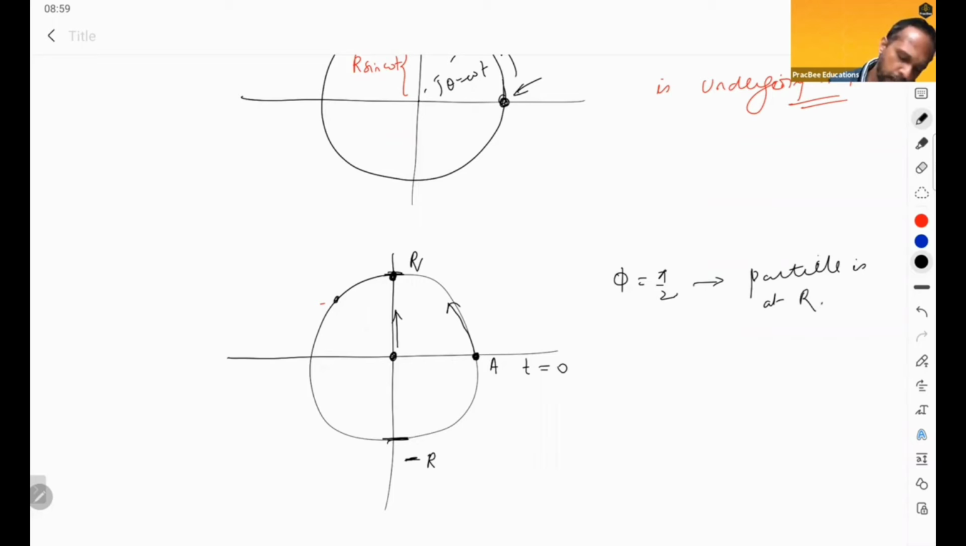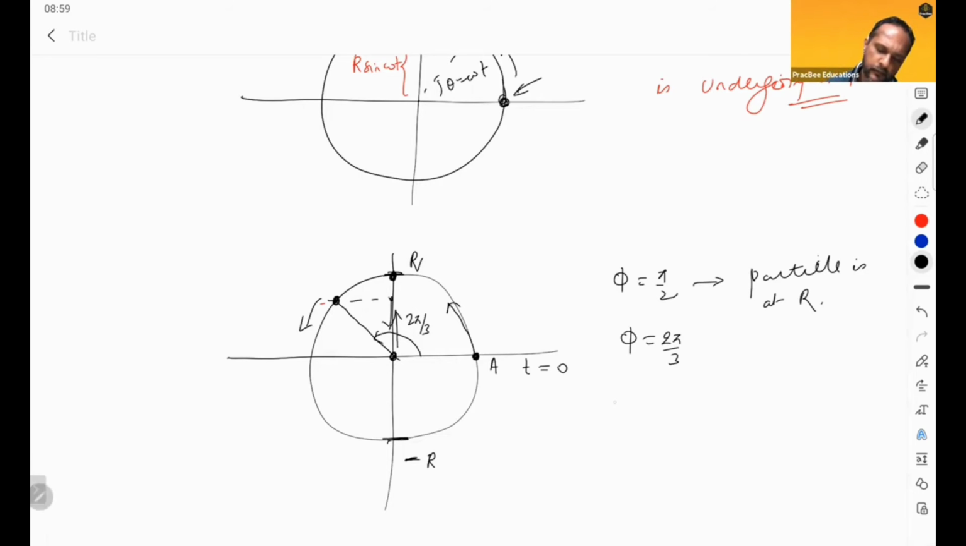If this angle is, let's say, 2π/3, then the moment I say phi is equal to 2π/3, I know that this particle is moving in this way. That means its projection on the y axis will be moving downward, that is, coming towards the mean position. So this is the particle which is moving towards the mean position.